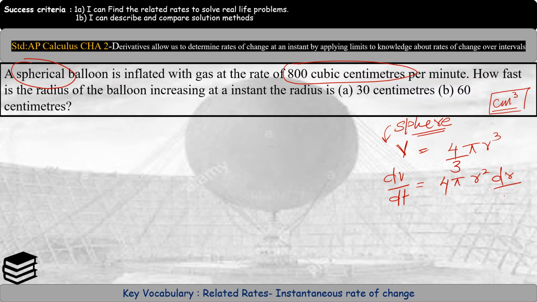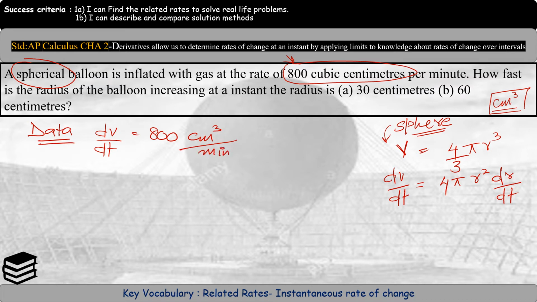So this is your derivative with respect to time for the volume of the sphere. Now after that one, you have to write the data. So for the data, it is given very obviously that the rate of change of volume is 800 cubic centimeters per minute. So whenever they talk about the rate, it means dV/dt equals 800 cubic centimeters per minute.